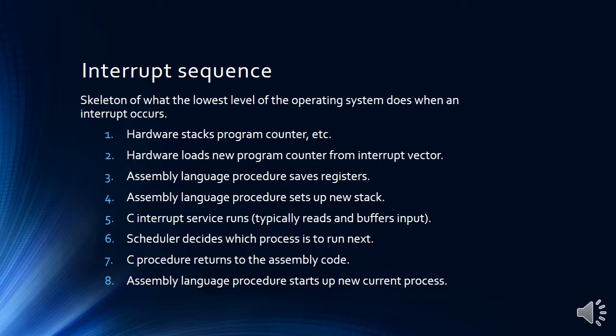This is the interrupt sequence mentioned in slide number 5. Step 5, C interrupt service runs, typically reads and buffers input. Step 6, scheduler decides which processes to run next. Okay, so that's what was mentioned in the example in slide number 5.